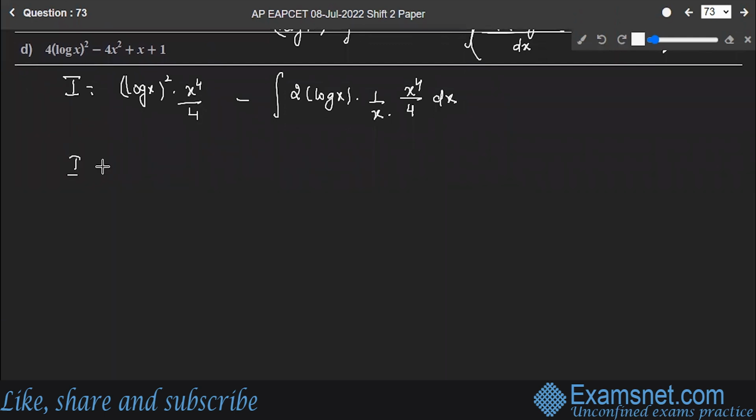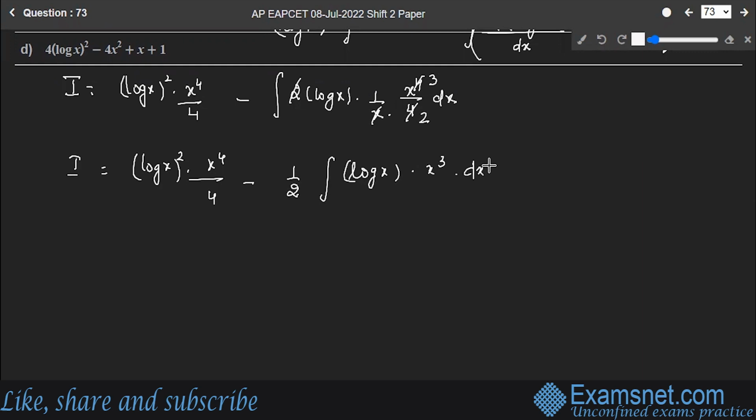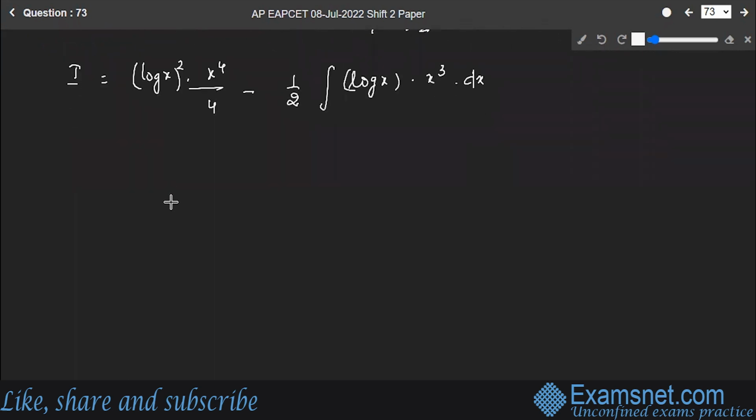Now this I is equal to integral of (log x) squared into x raised to power 4 minus 4. This x and this x will cancel, and this 2 and 4 will cancel like this. You will have half outside, and this will be given by integral of log x into x cube dx. Again, you are having two functions inside. The integral will be solved using the same thing, that is integration by parts.